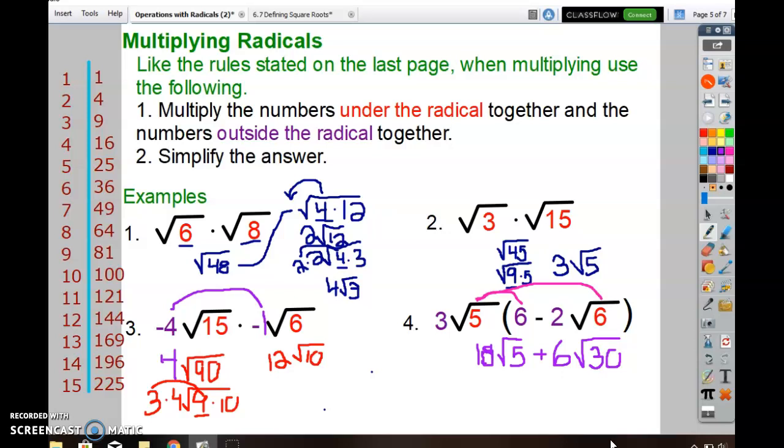So the biggest things you need to remember when you're working with radicals: when you add and subtract, the number underneath needs to be the same. You leave the numbers under the radical alone. You simplify down if you need to. When you multiply, you multiply the numbers underneath the radical together, the numbers on the outside together, and then you simplify. The last step you should always do is simplify radicals down.